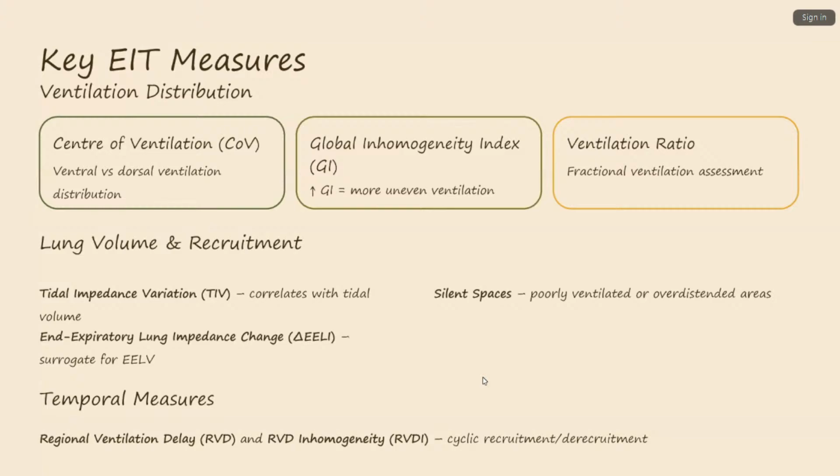So even this tidal impedance variation, which correlates with the tidal volume, and the silent spaces, which are poorly ventilated or over-distended areas, and then end-expiratory lung impedance changes, all these things can be monitored in detail. Then the temporal measures, the regional ventilation delay and regional ventilation delay inhomogeneity. These all can be monitored simultaneously.